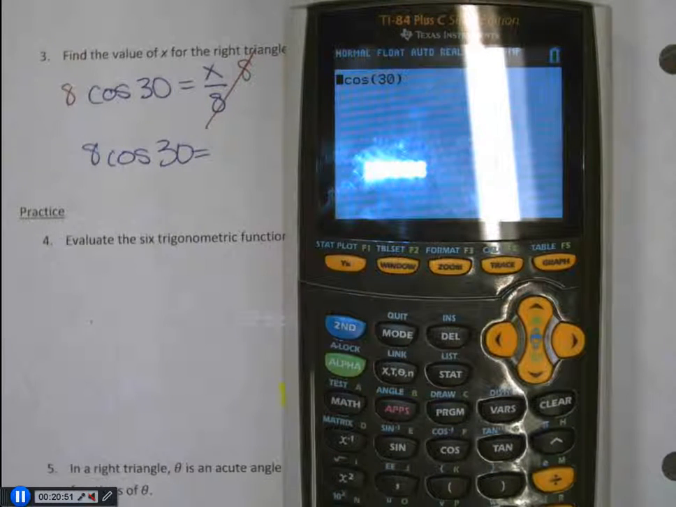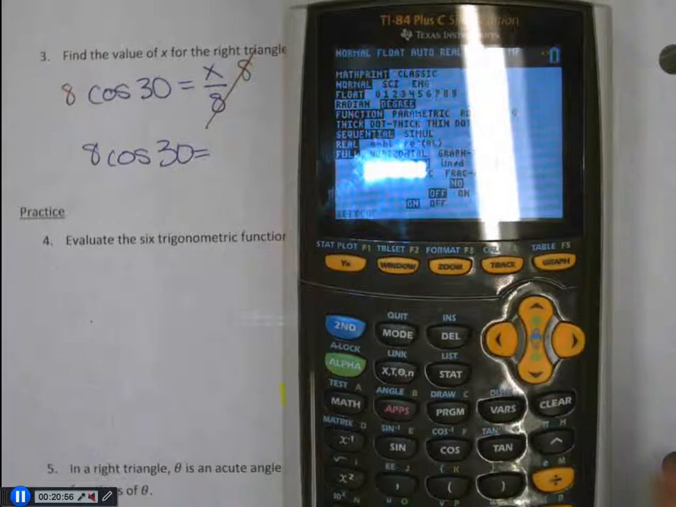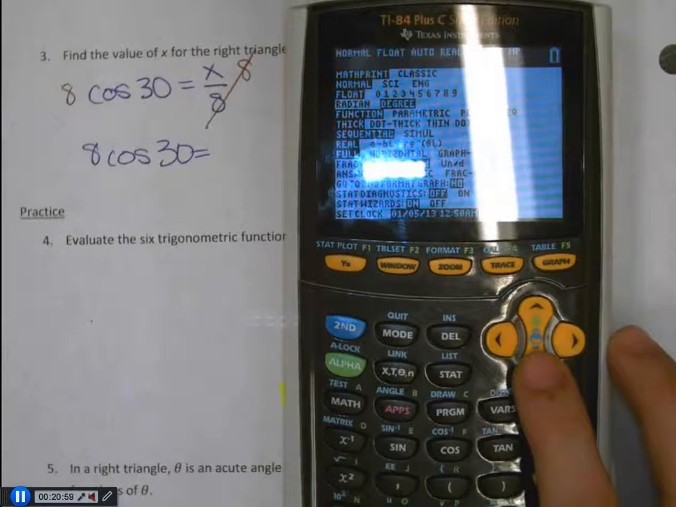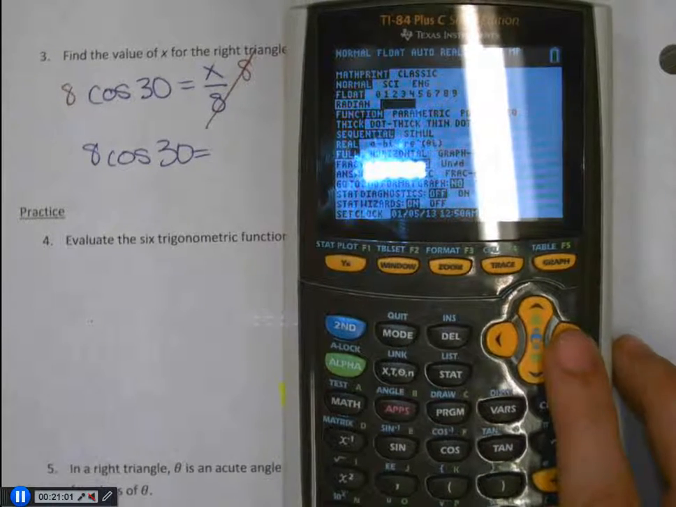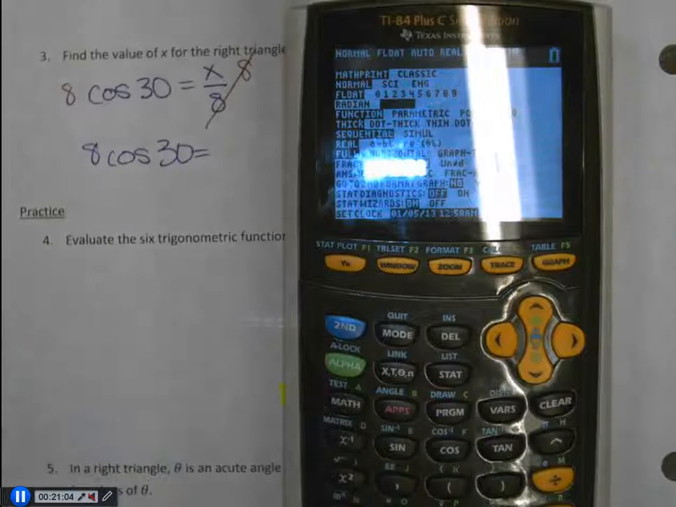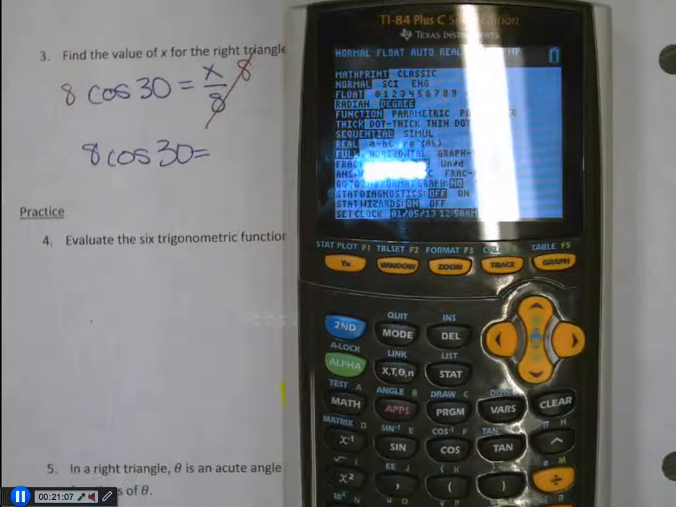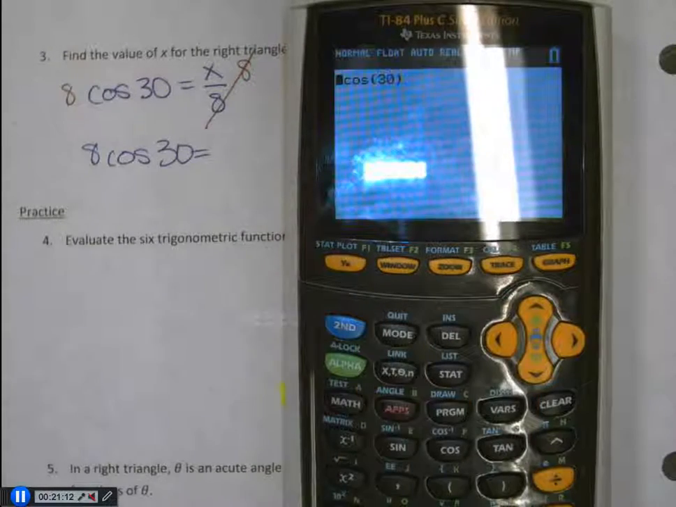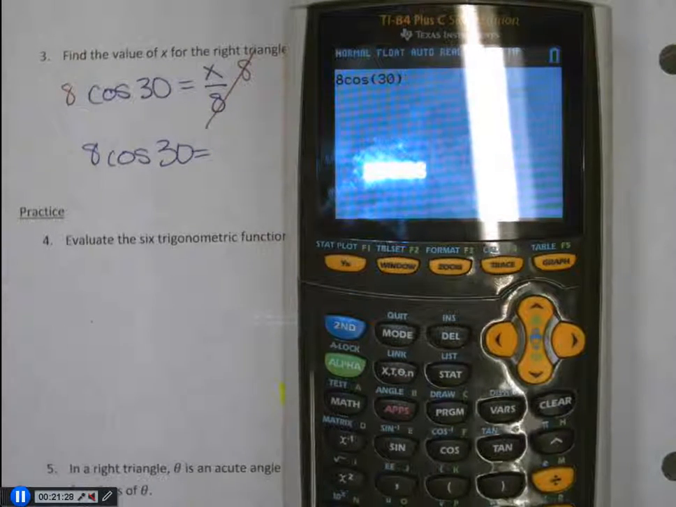Why are you confused? Okay, where are you confused? Mode. I go to mode, and you see 3 choices down. It says radian or degree. You want to highlight degree and hit enter. Now degree's highlighted. Second mode to go back home. And then I type in 8 cosine 30. Cosine's above the left parenthesis. Okay, and then I press enter, and it gives me this.